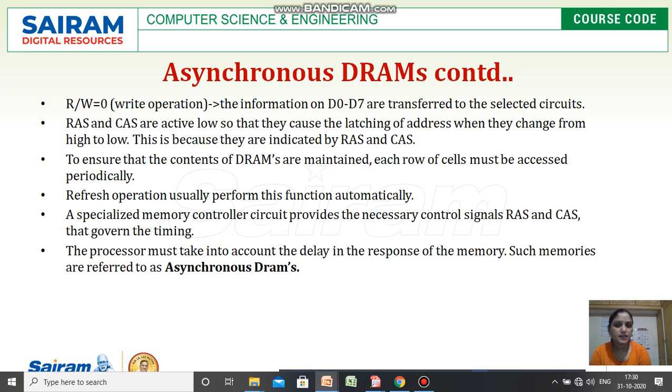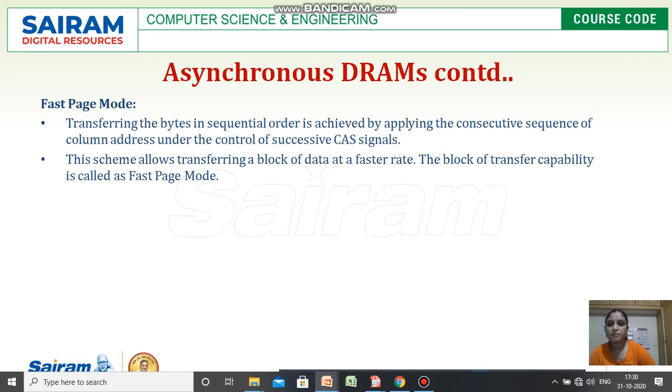To ensure that the contents of the DRAMs are maintained, each row of cells must be accessed periodically. The refresh operation usually performs this function automatically. A specialized memory controller circuit provides the necessary control signals, RAS and CAS, that govern the timing. The processor must take into account the delay in the response of the memory. Such memories are referred to as asynchronous DRAMs.